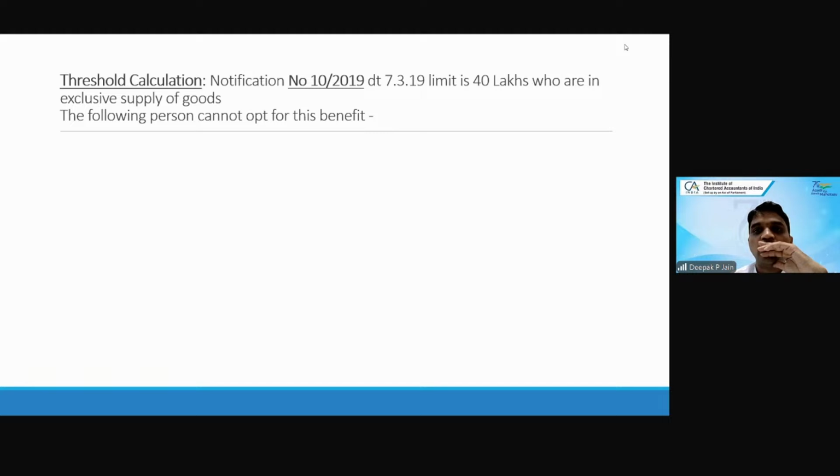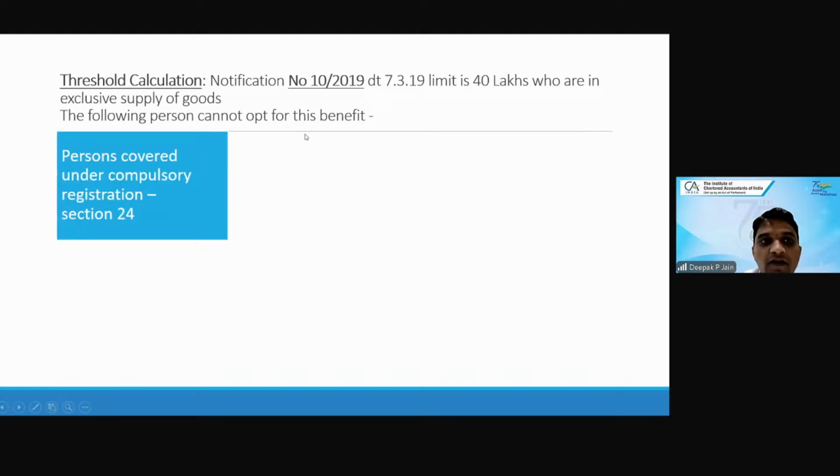Threshold calculation, Notification number 10 of 2019. The limit is 40 lakhs for those in exclusive supply of goods. The following persons cannot opt for this benefit. So the limit of 20 lakhs became 40 lakhs for some states. However, the following persons cannot opt for this benefit. Which means if you are exclusively supplying goods, only goods, then your limit becomes 40 lakhs. And if you are only dealing in services, your limit becomes 20 lakhs.